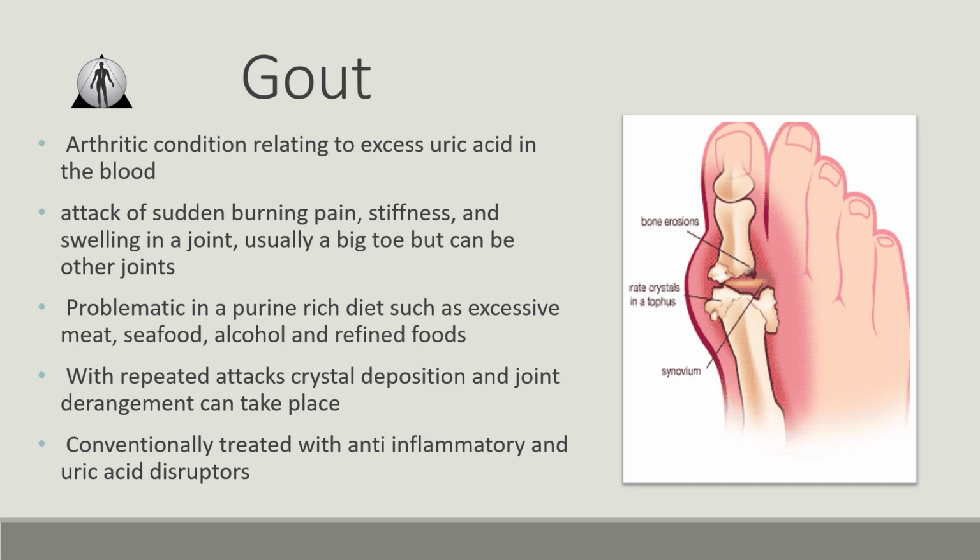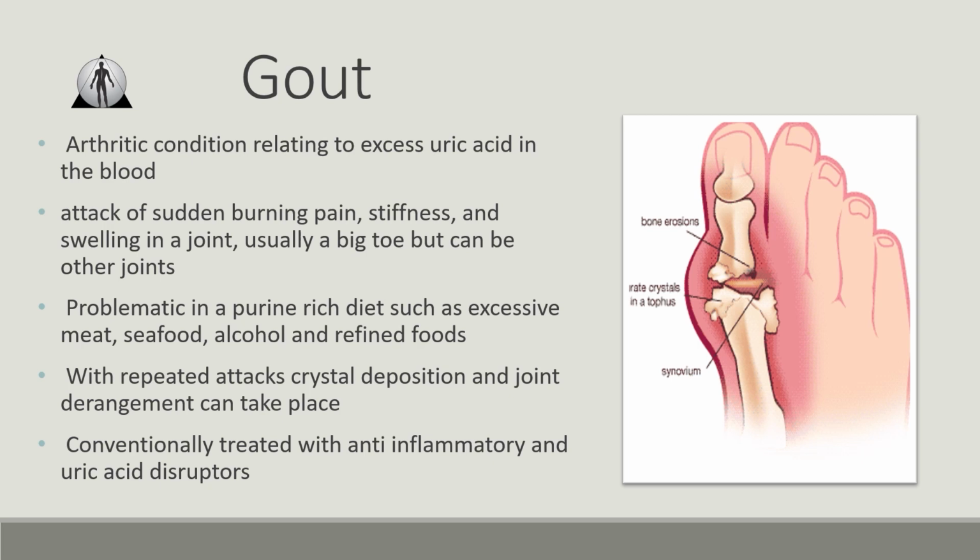This situation is very common in folks that have a purine-rich diet, such as eating excessive meat, seafood, alcohol, and refined foods. It used to be called the King's disease way back when, because only people who could afford rich foods like meats and alcohols would get it. As time goes by and we get repeated gout events, then we start to see the body will deposit crystals into the joint space themselves.